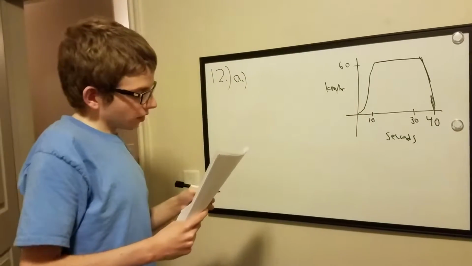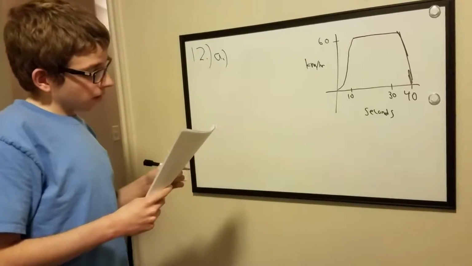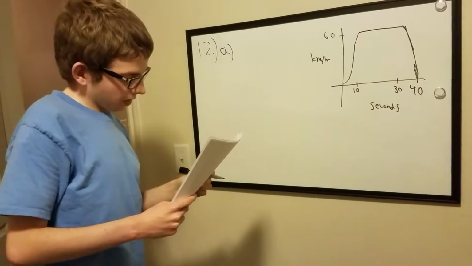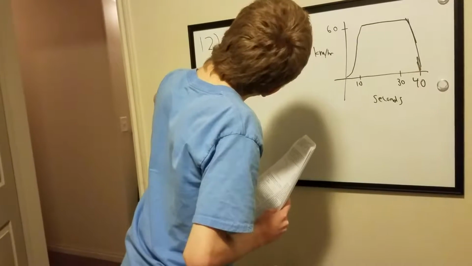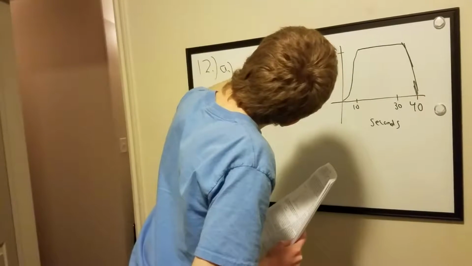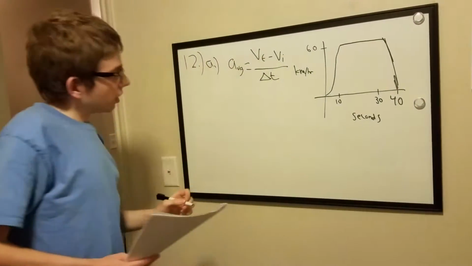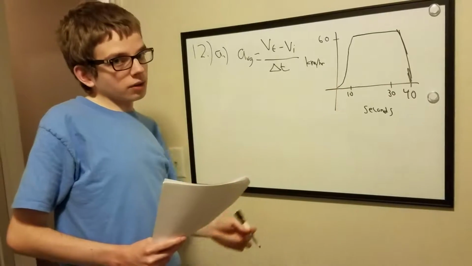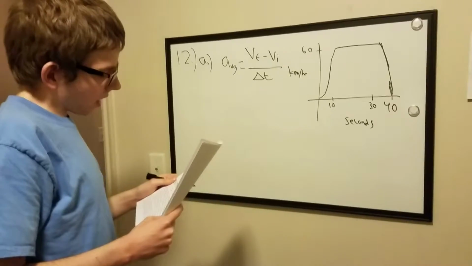In part A, let's compute the average acceleration during these time intervals. So the first interval that's given to us is 0 to 10 seconds. To compute the average acceleration, the equation for average acceleration is final velocity minus initial velocity all over the difference in time. So in other words, we're just finding the average slope from here to here, because the slope of velocity is acceleration.